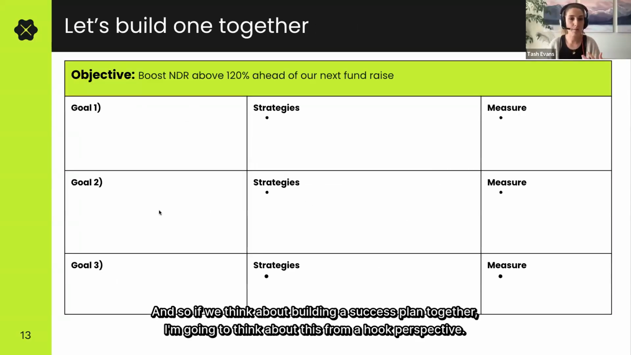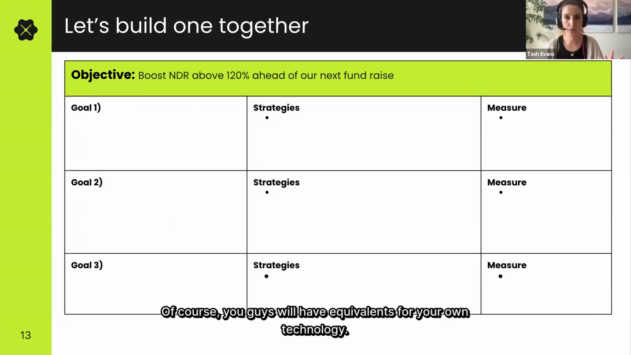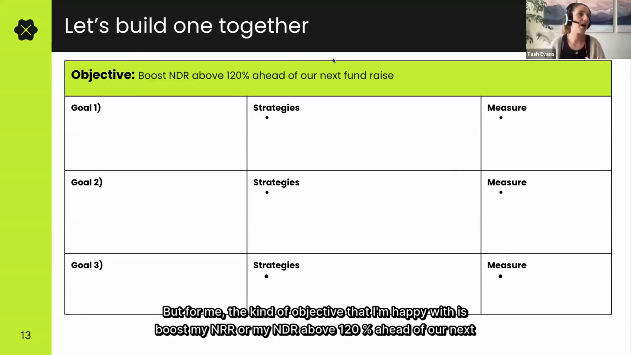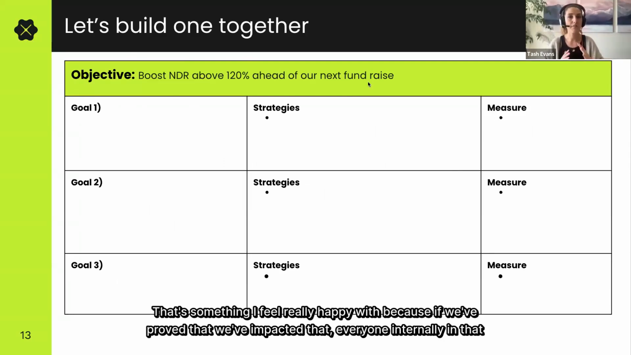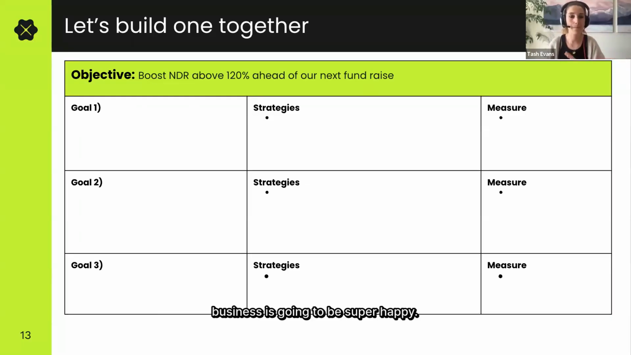And so if we think about building a success plan together, I'm going to think about this from a HubSpot perspective. Of course, you guys will have equivalents for your own technology. But for me, the kind of objective that I'm happy with is boost my NRR or my NDR above 120% ahead of our next fundraise. Great. That's something I feel really happy with, because if we've proved that we've impacted that, everyone internally in that business is going to be super happy. Awesome.